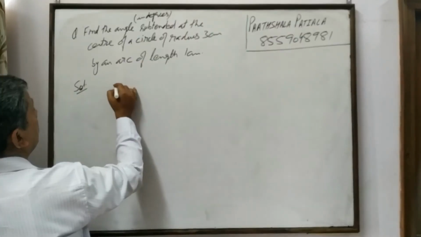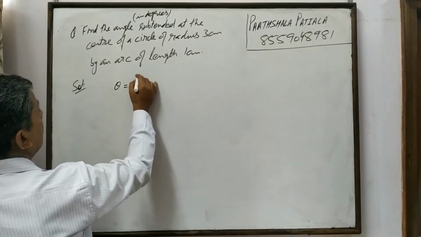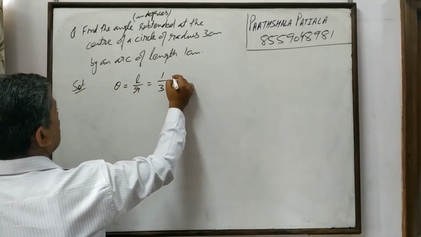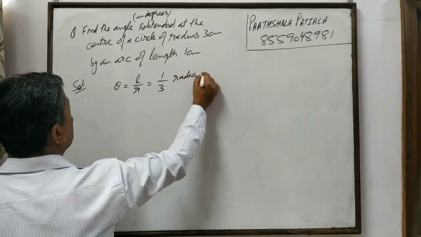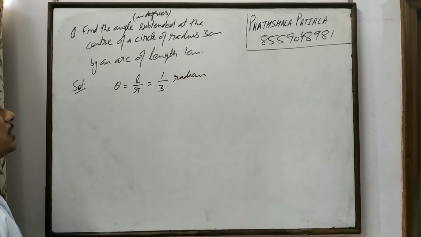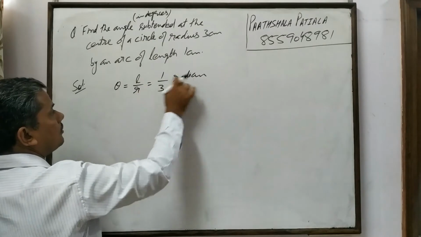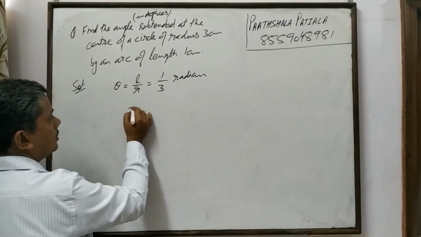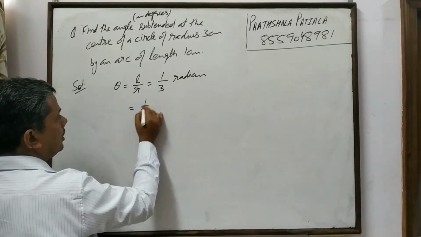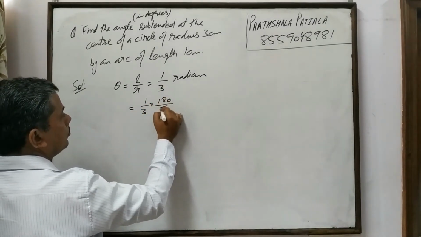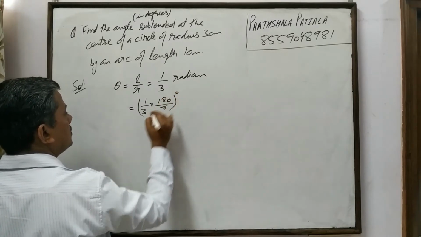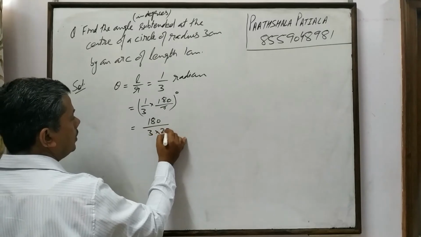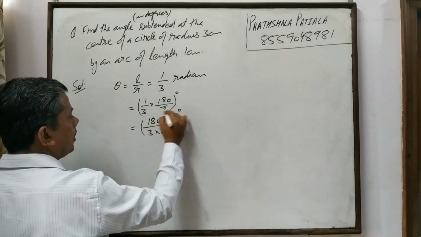So we need to find theta is equal to L upon R, that is 1 by 3 radians. Now we need to convert. It is simple, quite simple. Length upon radius, L upon R, will give you the angle in radians. We need to convert this angle into degrees. So to convert this angle into degrees, multiply it with 180 upon pi degrees. This is 180 by 3 into 22 into 7 degrees.